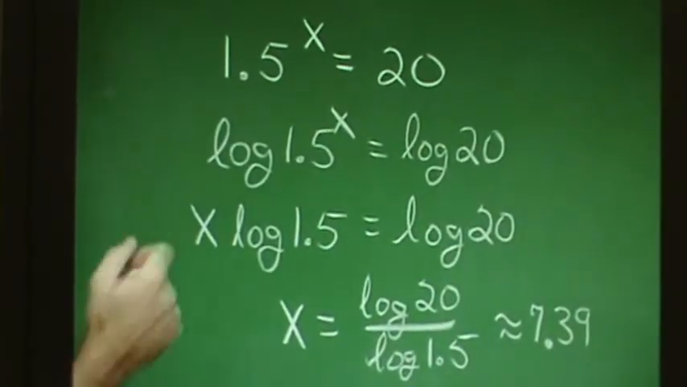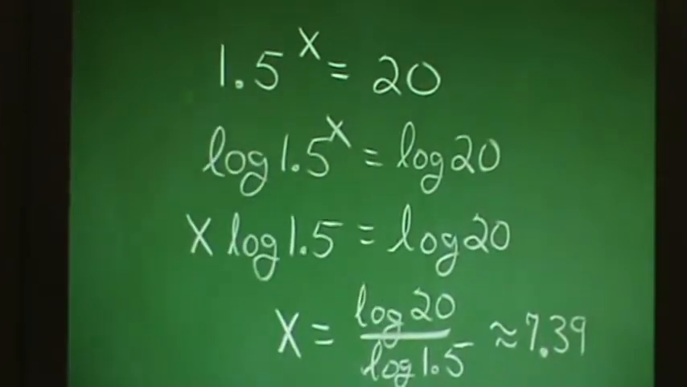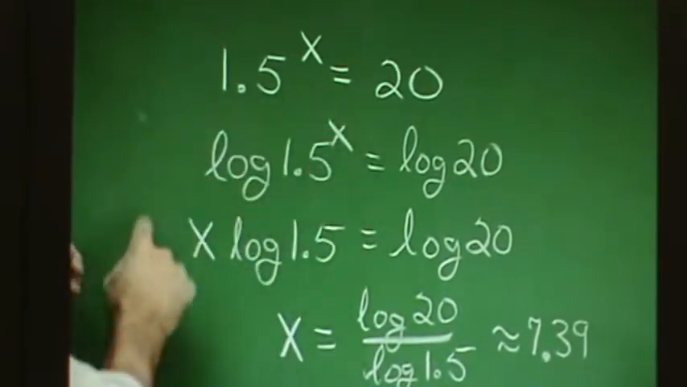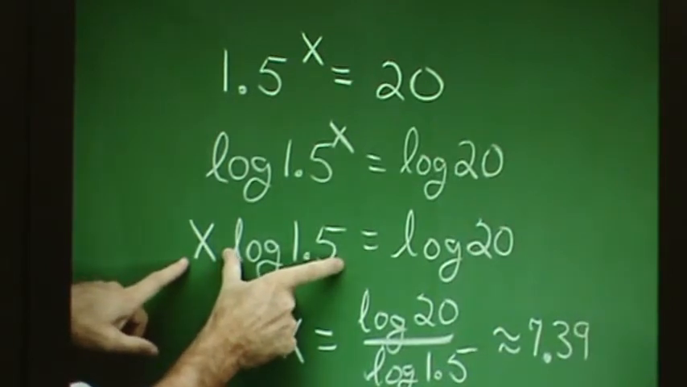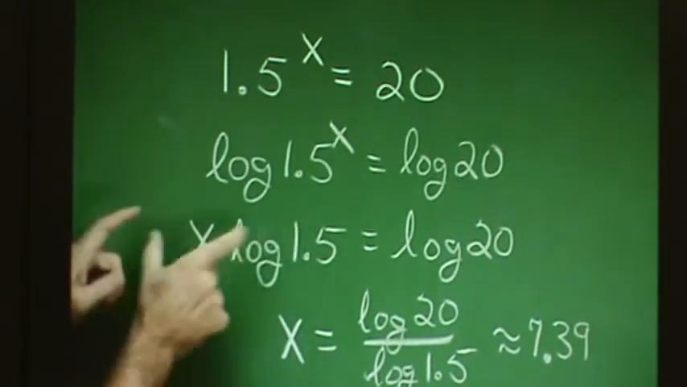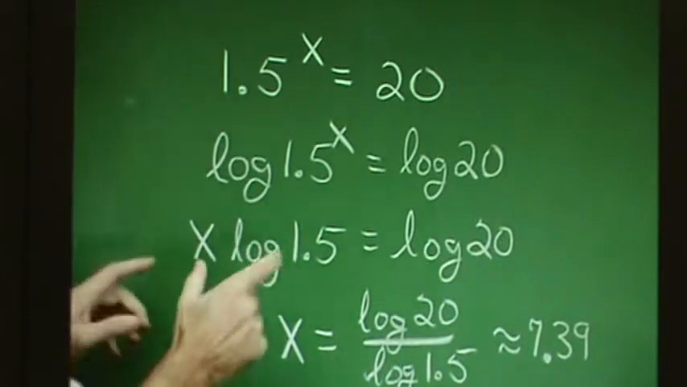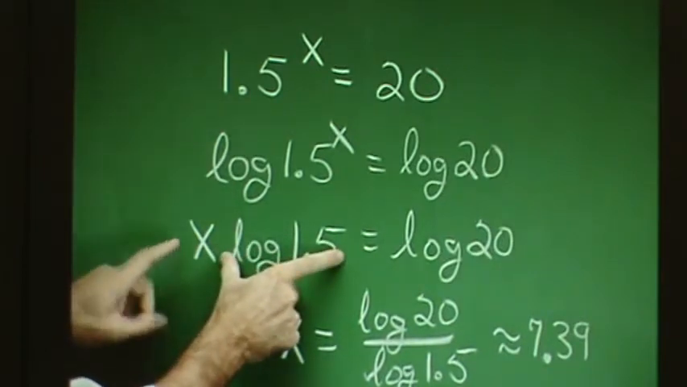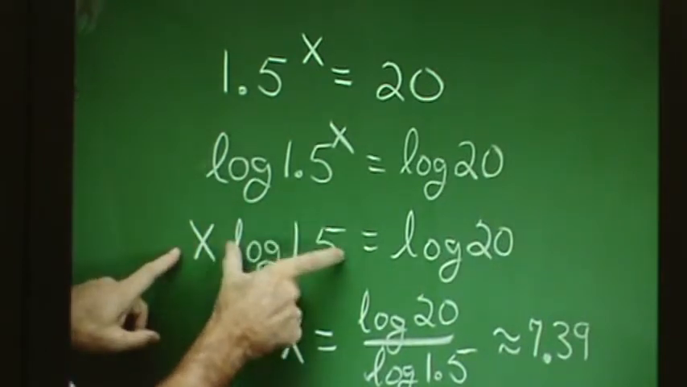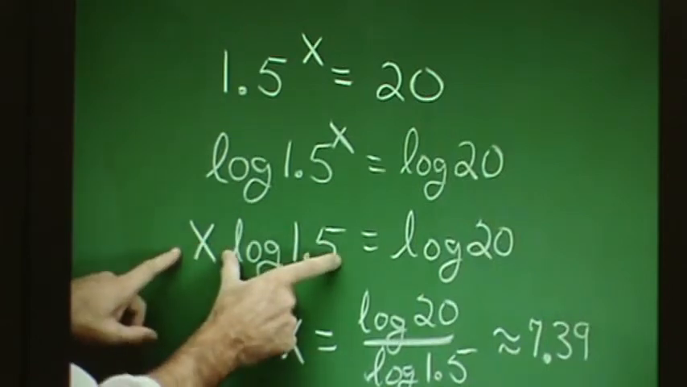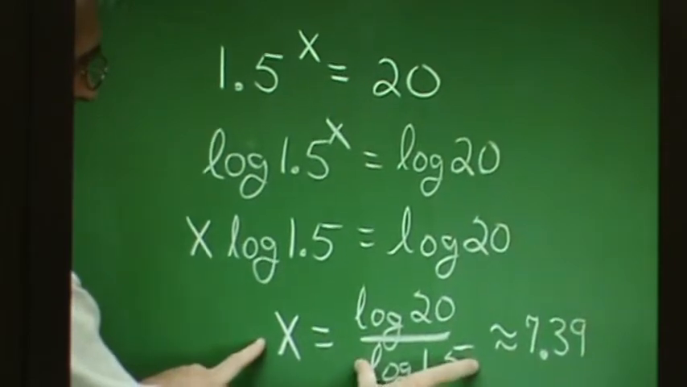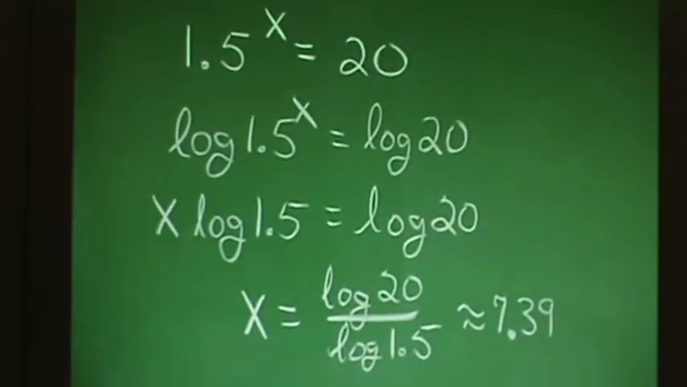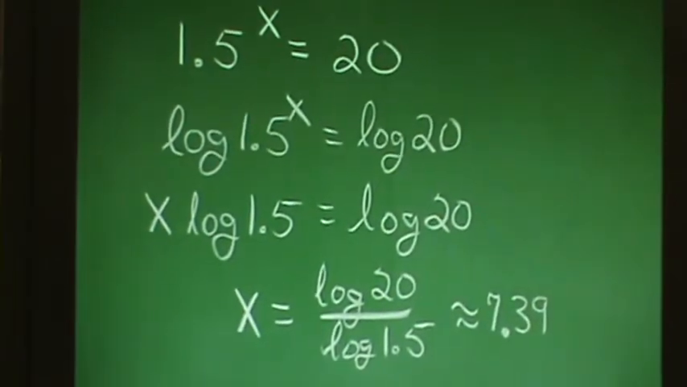I'm using common log now, so I apply common log on both sides. Now this x becomes the coefficient. And this then is just a number in the calculator, the coefficient of x. These are coefficients actually of one another, but we think about it for a solution as a number times a letter. We divide on both sides by the number. So we divide on both sides by this value, we get this fraction, and approximate it to be 7.39.